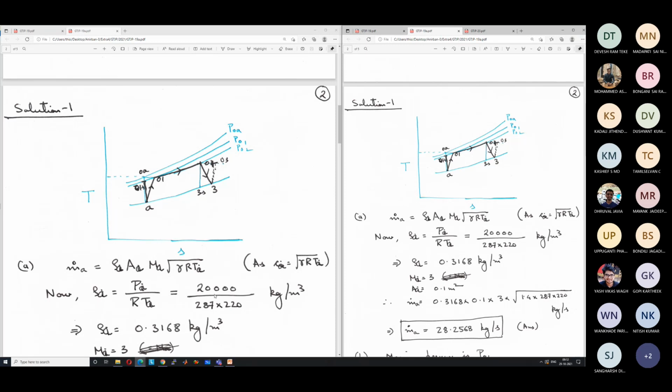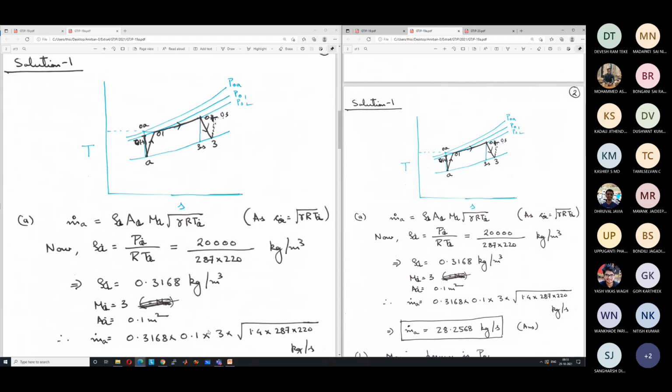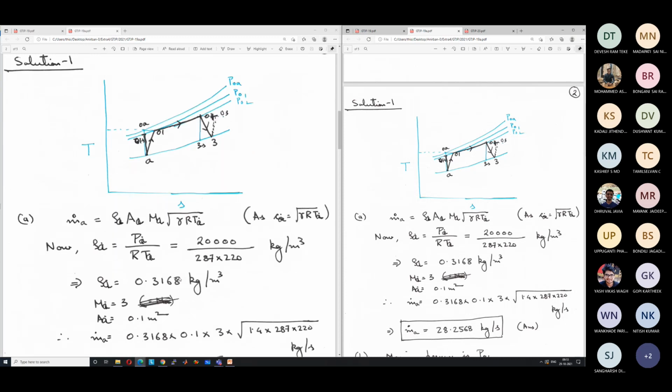Ambient pressure is given as 20 kilopascal, so 20,000 pascal. R is equal to 287 joule per kg Kelvin, and Ta is 220 Kelvin. If you plug in these values, you get density equal to 0.3168 kg per meter cube. Please go to 3 or 4 decimal places at least, otherwise there will be a lot of error. Even small changes may lead to a lot of error.